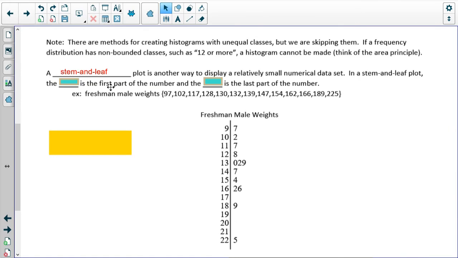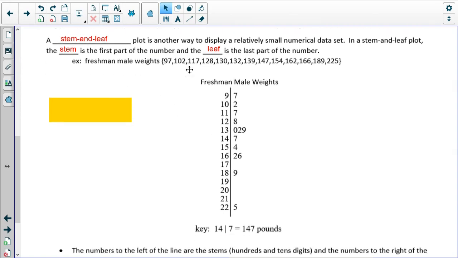A stem and leaf plot is another way to display relatively small numerical data sets. You have the stem on the left in this part and the leaf on the right. So the stem is the first part and the leaf is the last part. So for example, these freshman male weights, 97 represents 97. 102, we would have 10 and then a 2. So this represents 102 for the weight. Notice we have a key at the bottom. That's important.